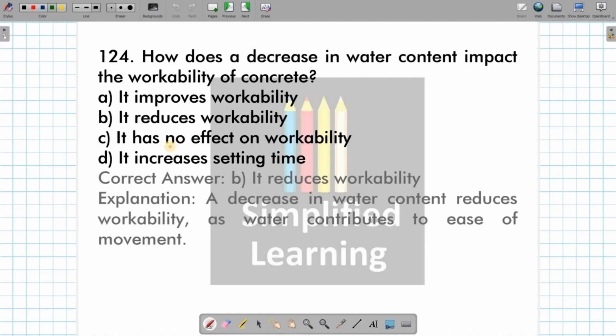Then decrease in water content, what is its effect on workability of concrete? Decrease in water content, or water cement ratio decreases, it is going to reduce the workability. More water content, higher water cement ratio is equal to increase in workability, right? And when we are decreasing the water content, workability is going to get reduced. Thereby the correct answer is option B.